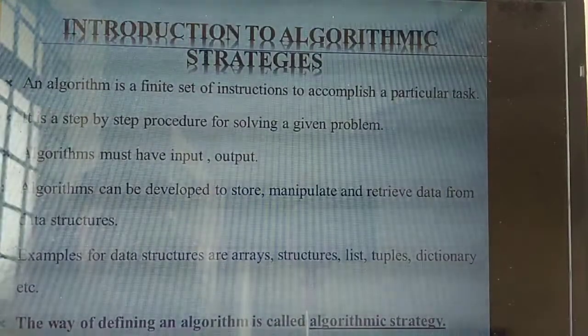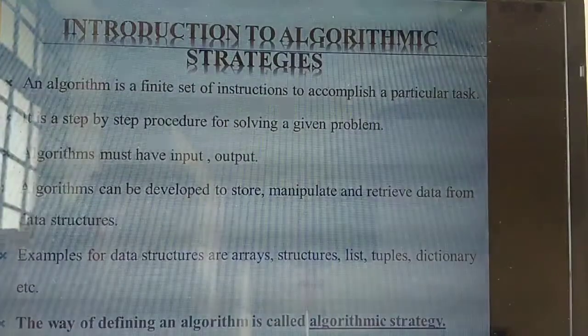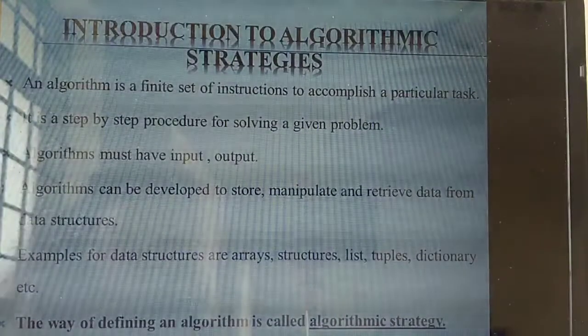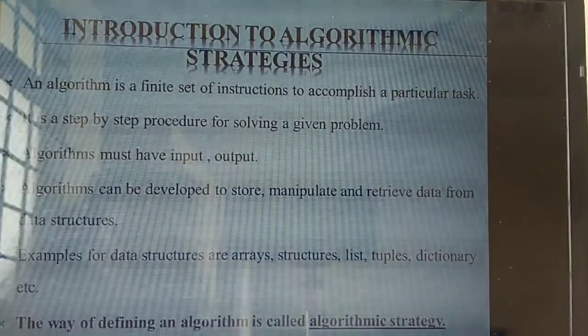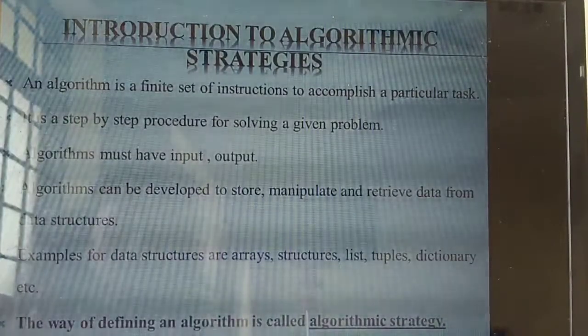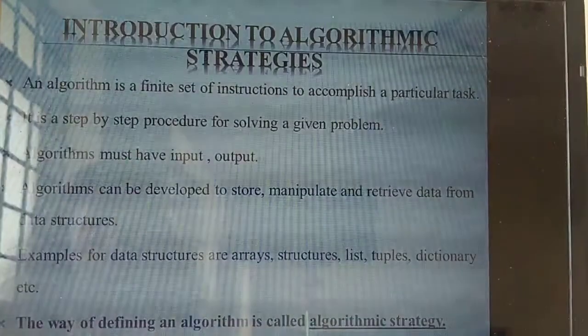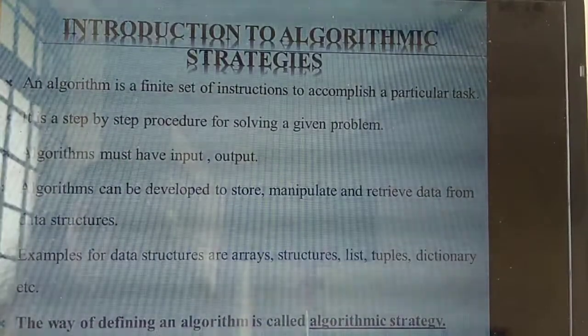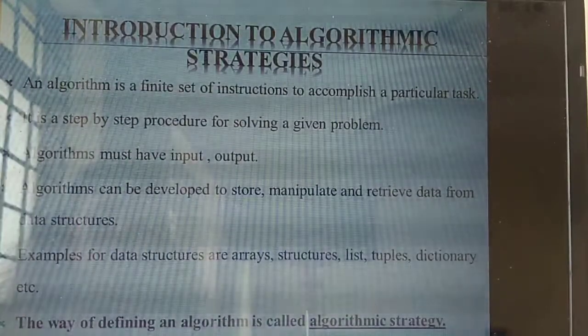So an algorithm must have input and output. Whether in programs also, you have input as well as output. What is the input in a program? You give it by typing the program. After typing the program, you will get the proper output. So an algorithm must also have input as well as output. Understand?